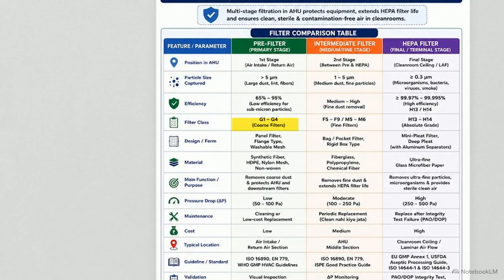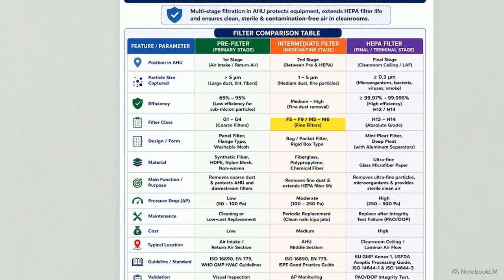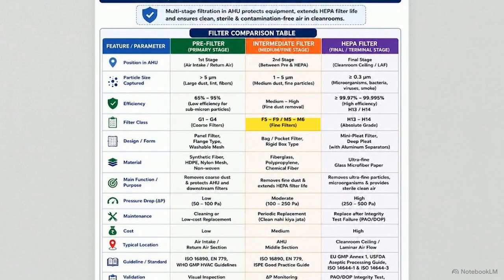The first stage uses G1 to G4 coarse filters to capture large dust particles greater than 5 microns. This stage exists solely to catch heavy debris and physically protect downstream HVAC equipment. Next is the intermediate stage, using F5 through F9 fine filters to capture smaller particulates, ranging from 1 to 5 microns. This layer captures fine dust specifically to prevent premature loading and extend the operational lifespan of the terminal filters.